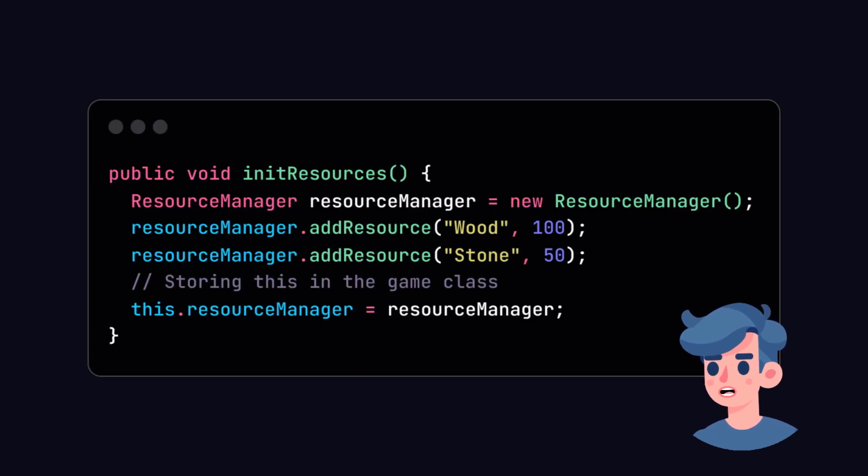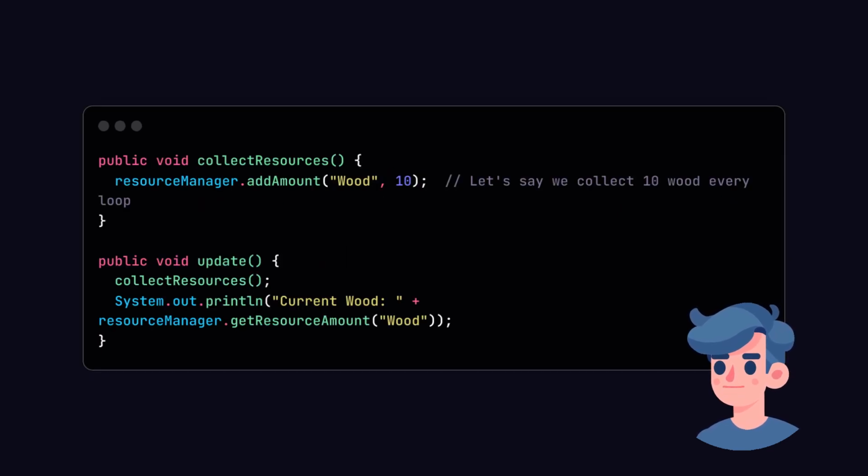Now that we have our Resource Manager, let's create some resources during the game initialization. We will add a few initial resources like wood and stone. It's time to implement some gameplay mechanics. One core mechanic could be resource collection. We could create a method that simulates collecting resources over time, adding to our total.